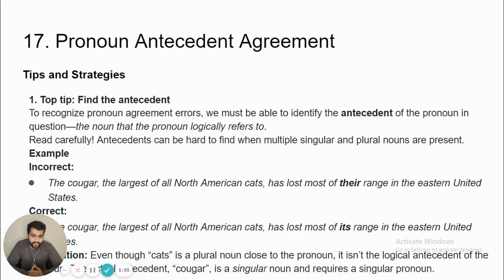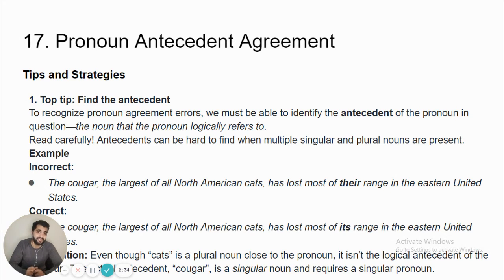noun. But if you look at the earlier part of the sentence, we have the cougar. Cougar is a singular noun. We have cats as well, but the interesting part is that the largest of all North American cats is a non-essential clause because it has been bounded by 2 commas at the beginning and at the end. This means this part of the sentence can be taken out altogether, and the sentence will still make sense, right? So when you have non-essential clauses in a sentence, you do not count them when you are trying to find your antecedent, right?